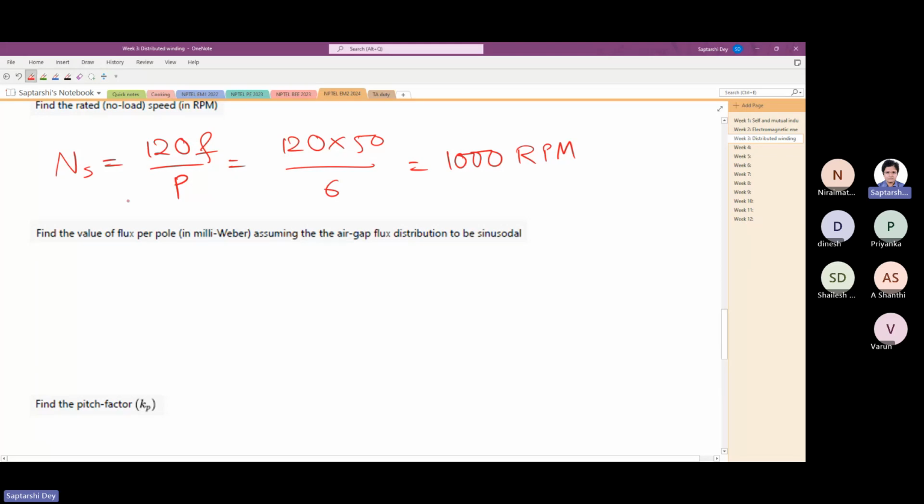Okay, so find the value of flux per pole in milliweber, assuming the air gap flux distribution to be sinusoidal. The flux per pole is, say, if you cut the machine and lay it flat, they're saying the air gap flux distribution to be sinusoidal. You will see that the air gap flux density distribution looks like this.